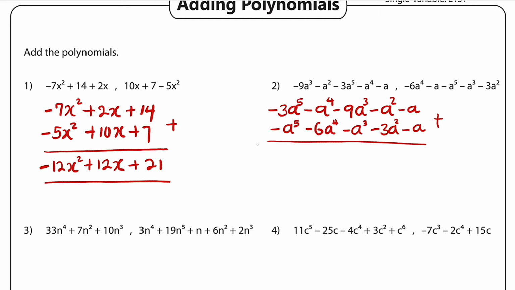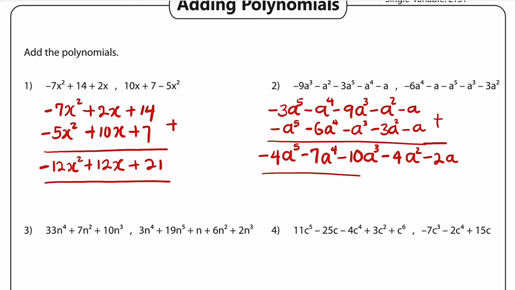Negative 3, negative 1 is negative 4, so we have negative 4a to the power of 5. The second one is negative 1, negative 6, which is negative 7a to the power of 4. All you have to do is to add their coefficients. Then negative 9, negative 1 is negative 10a to the power of 3. Then negative 1, negative 3 is negative 4a to the power of 2. Then last one, negative 1, negative 1 is negative 2a. So we have just added this. Let's move on to question number 3.